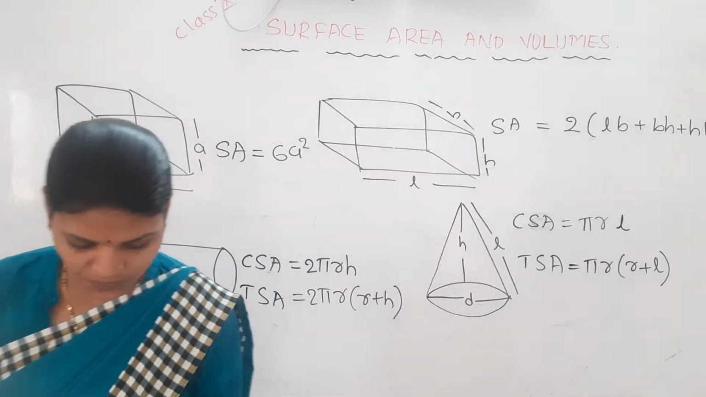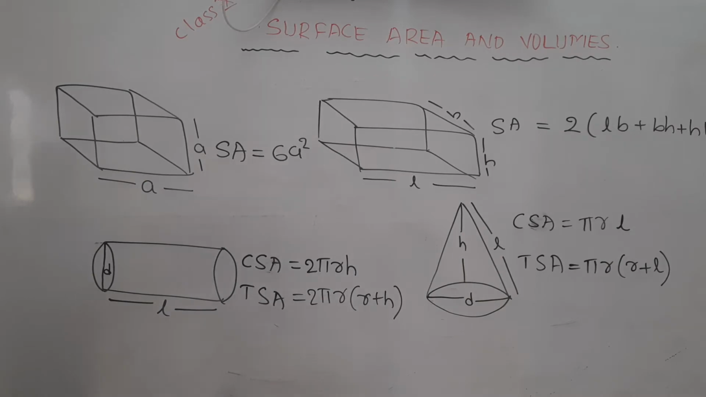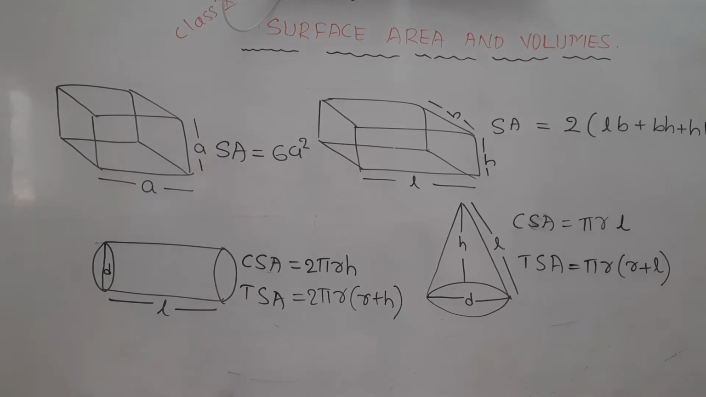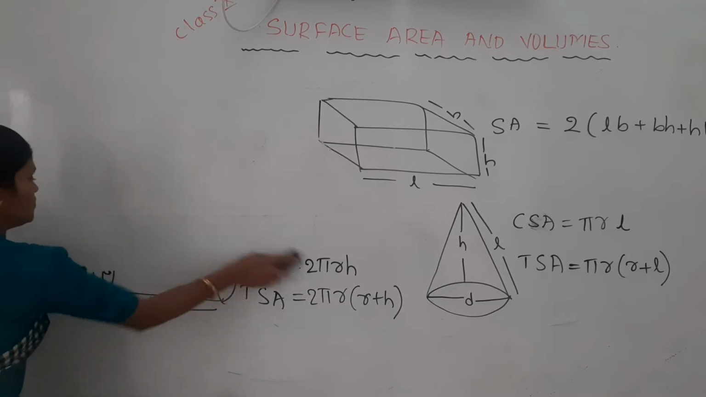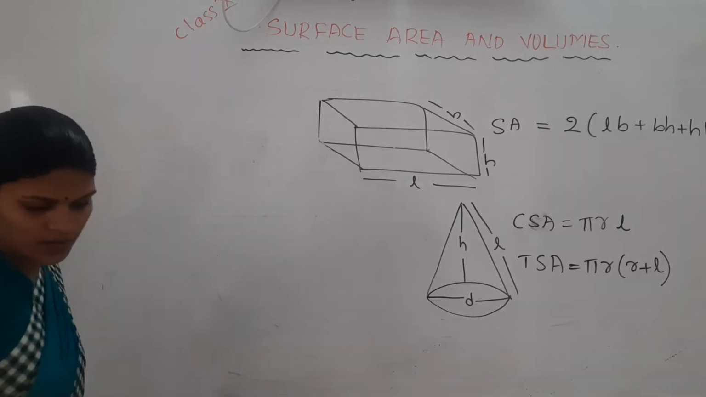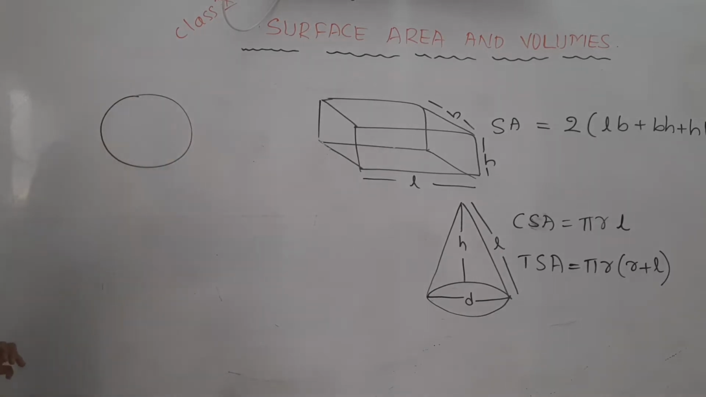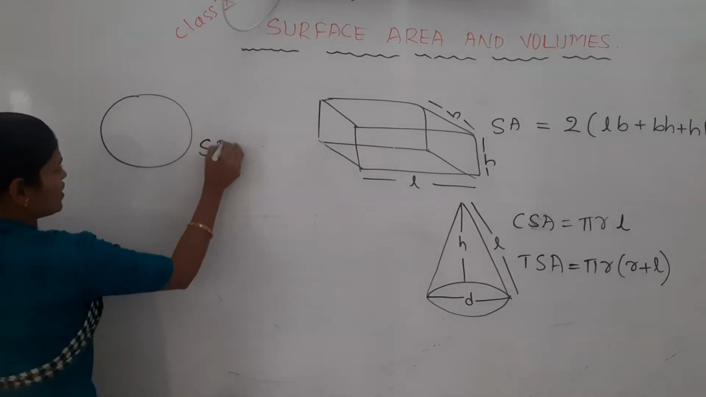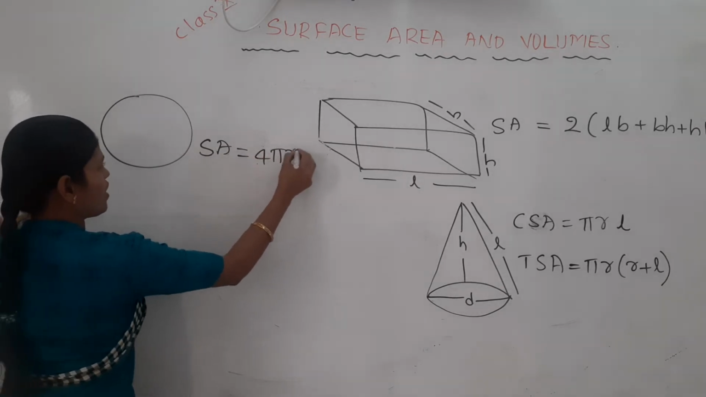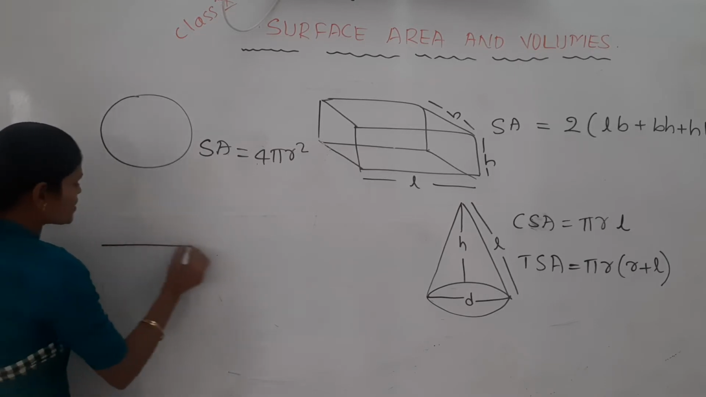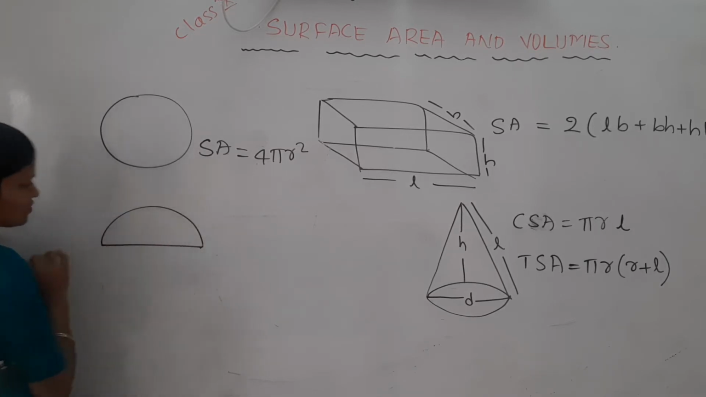And next one, sphere. First we take this, then we will go to the surface area of the sphere. What is the surface area? Sphere means spherical shape. The surface area of the sphere is 4 pi r square. Then if you take a hemisphere, which is half of the sphere.